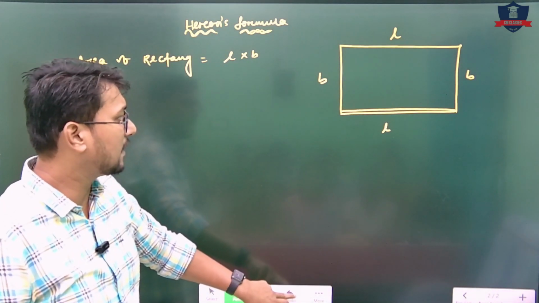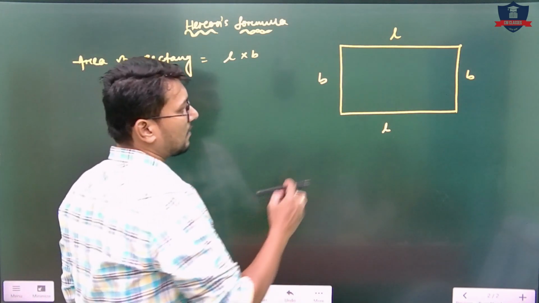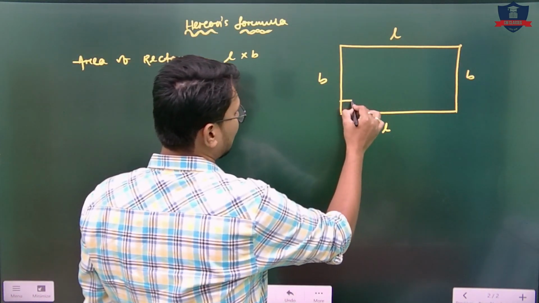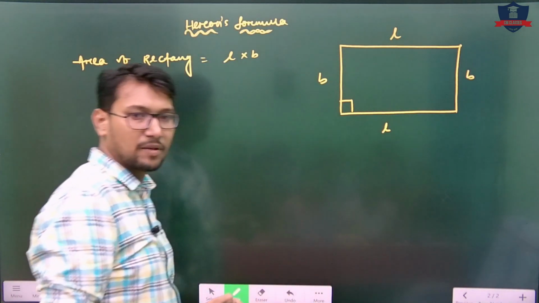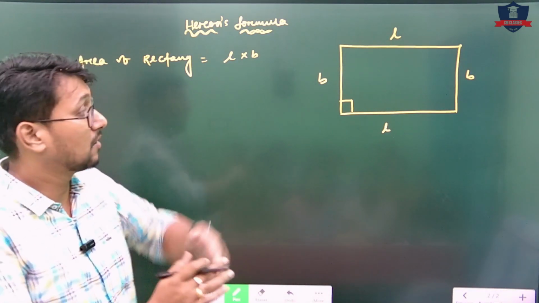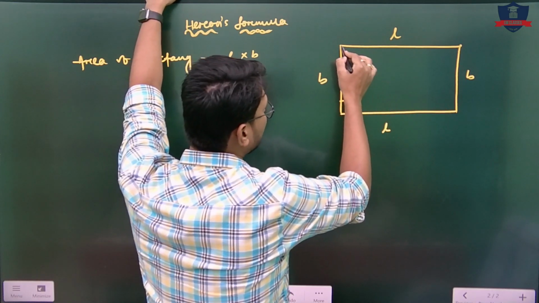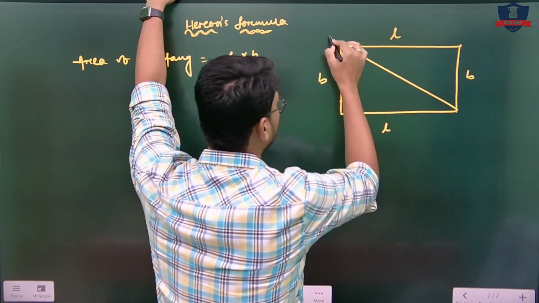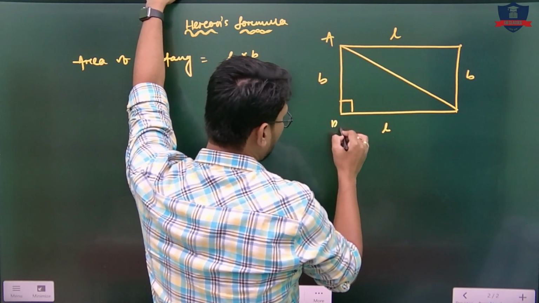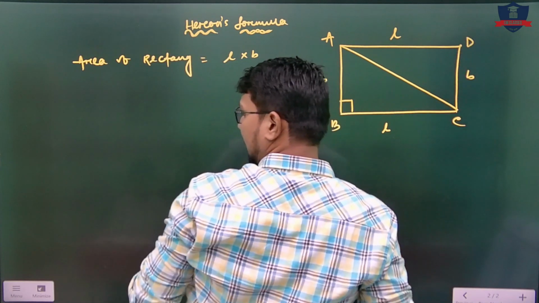Actually, why did I start from rectangle? We are going to understand from here the right angle triangle. Is this a right angle triangle? Tell me, everyone. Sorry, right angle or not? So this is also right angle. All angles are right angle. Let me join one diagonal. A, B, C, D. Is that clear?